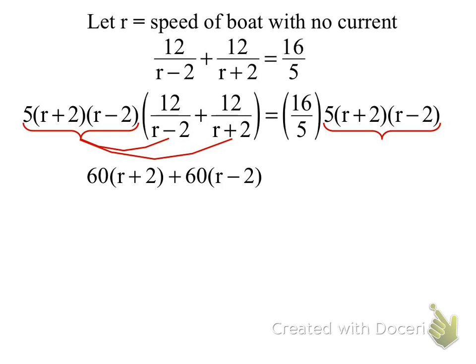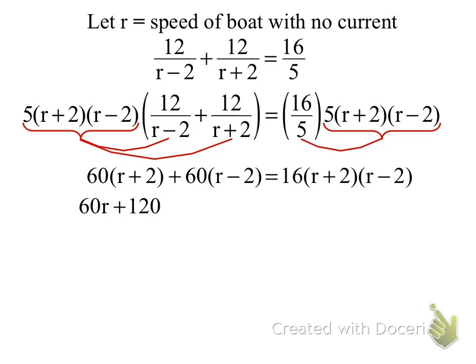Perfect. They're not going to multiply it, but I would have done that too. He just did our difference of squares. He knows that very quickly. I would have jumped to r squared minus 4 too. Now we distribute 60r plus 120. Why don't you guys finish it up?